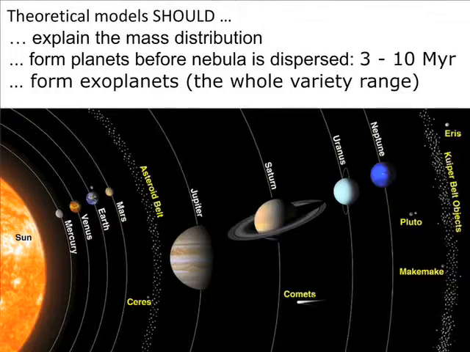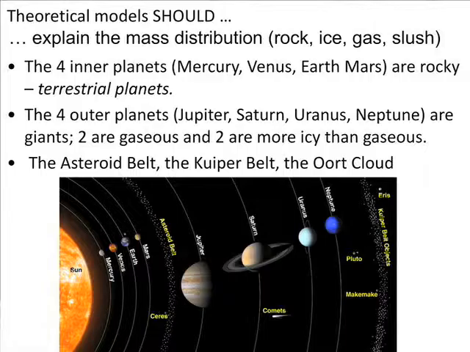So any model has to explain the mass distribution. You have to make these planets anywhere between 3 and 10 million years, and the protoplanetary disk people want us to make these planets in about 5 million years, anywhere between 3 and 5 million years. Got to make them fast. We got to explain that these are solids here, that you have some gases here, and then these guys are kind of icy.